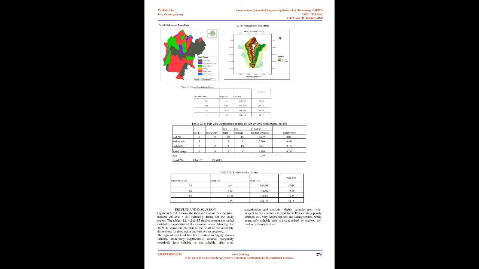Table 2.10, the SAATY rating scale. Intensity of importance. Definition. 1: equal importance. 2 factors contribute equally to the objective, equal weight. 3: somewhat more important. Experience and judgment slightly favor one over the other. 5: much more important. Experience and judgment strongly favor one over the other. 7: very much more important. Experience and judgment very strongly favor one over the other. Its importance is demonstrated in practice. 9: absolutely more important. The evidence favoring one over the other is of the highest possible validity. 2, 4, 6, 8: intermediate values.